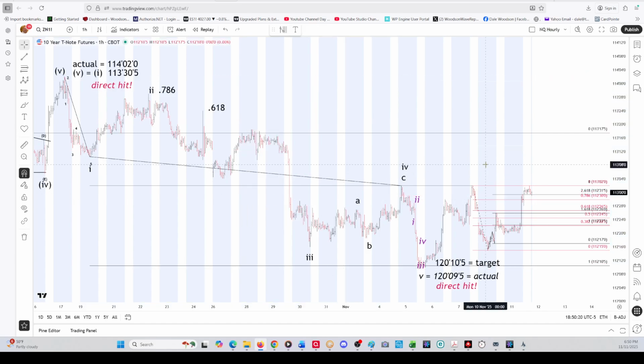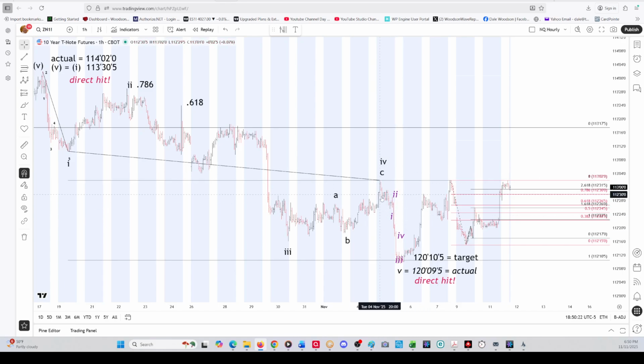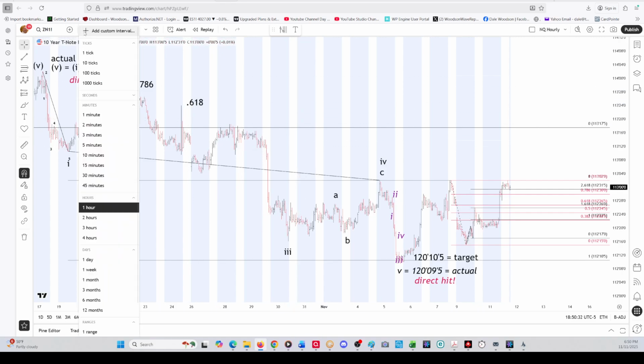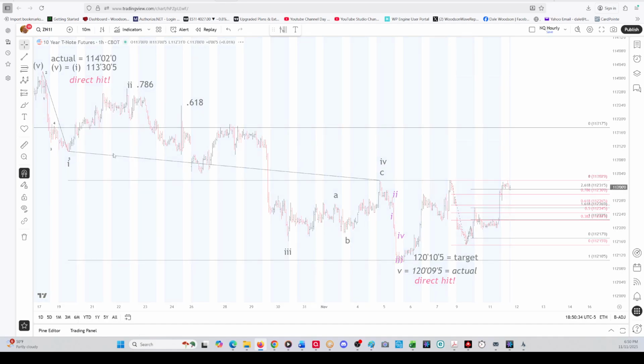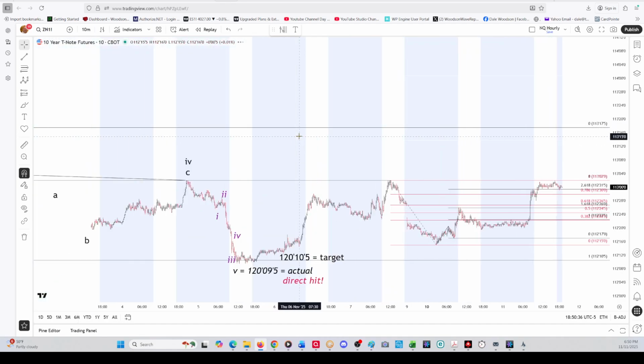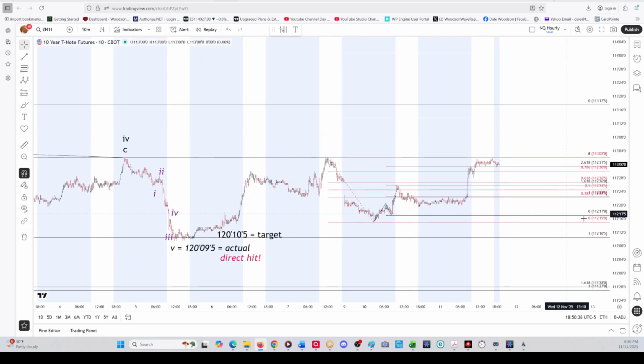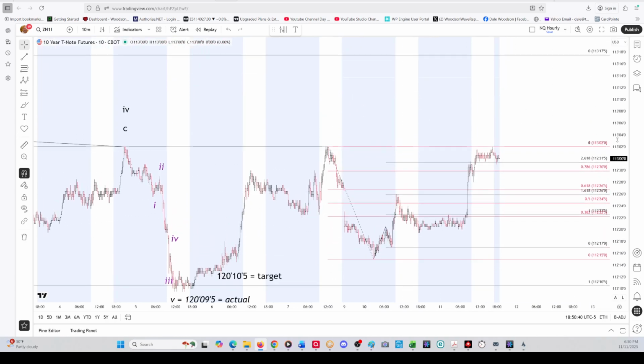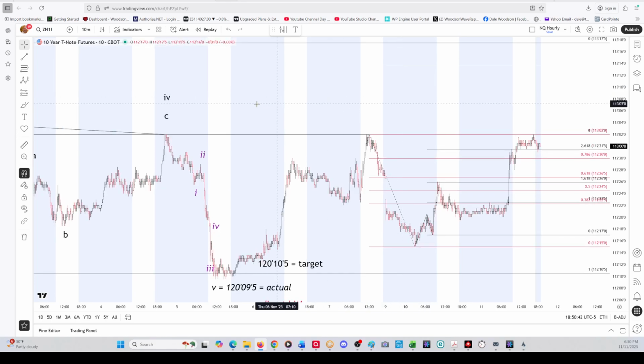I want to remove that, and I put this in a different color because it's a different degree of trend, but I use the same trend, so that's how I differentiate between degrees of trend sometimes. I want to break this down into a 10-minute here and show you guys what we're looking at. Look at this. We've got that 113.02 here, here, and here.